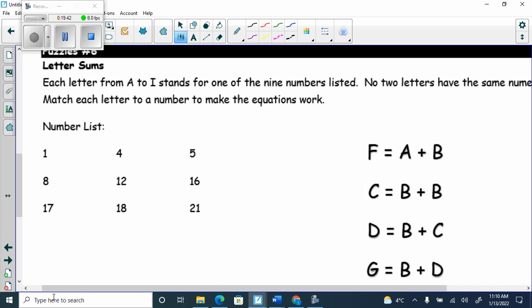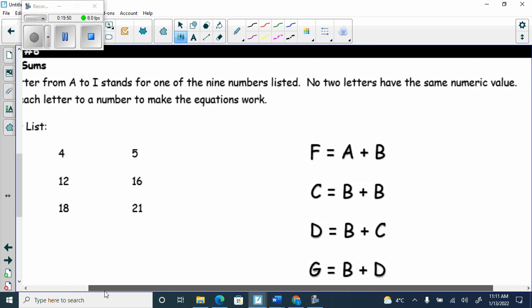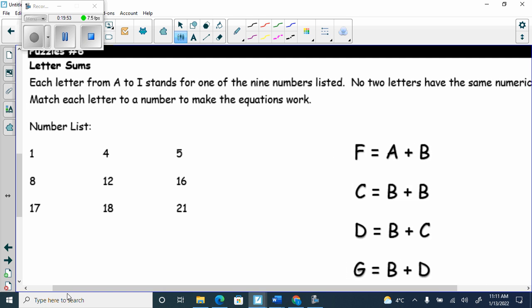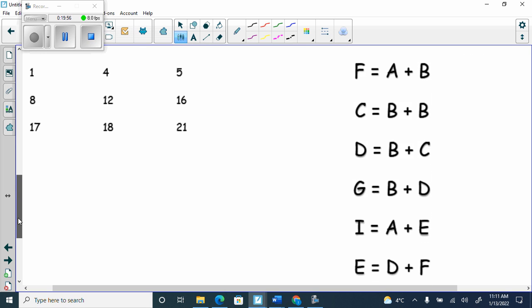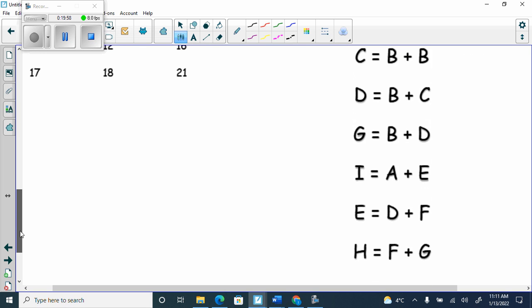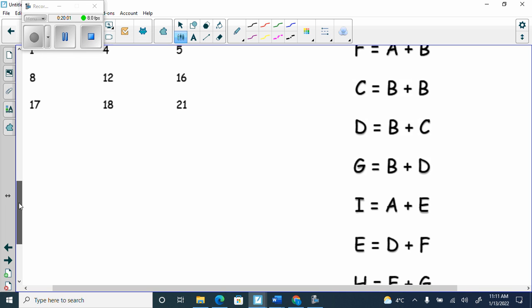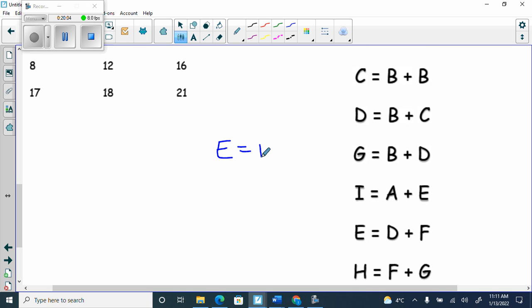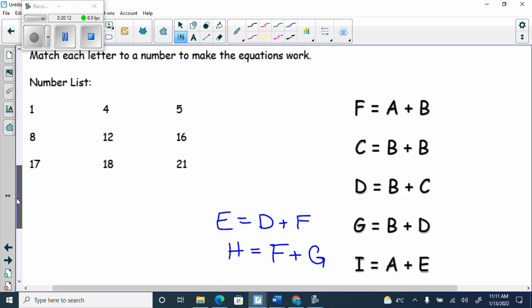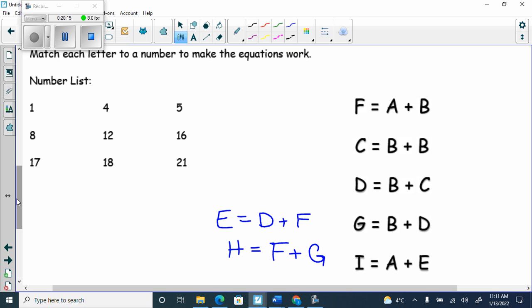So here it says each letter from A to I stands for one of these 9 numbers: 1, 4, 5, 8, 12, 16, 17, 18, 21. No 2 letters have the same numeric value. Match each letter to the equation. So these are the equations that you can use to figure out which of these numbers is A, B, C, D, E, F, G, H, I. Try them out.